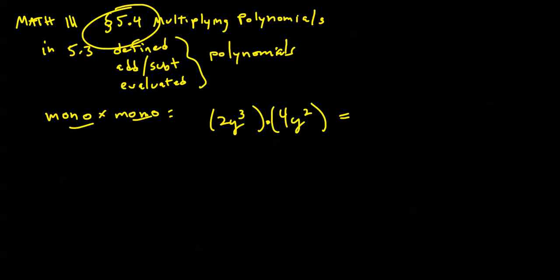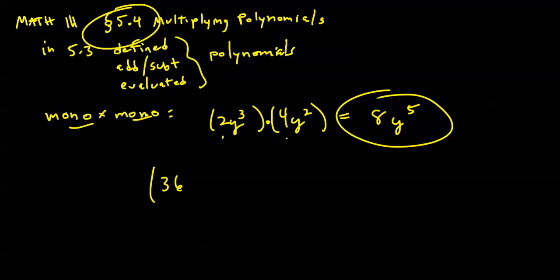Multiplication is commutative. That means I can take any of these factors and multiply them together. Typically, we'll multiply the coefficients first. 4 times 2 is 8. Y cubed times y squared is, of course, y to the fifth. So my return for that simple example would be 8y to the fifth.